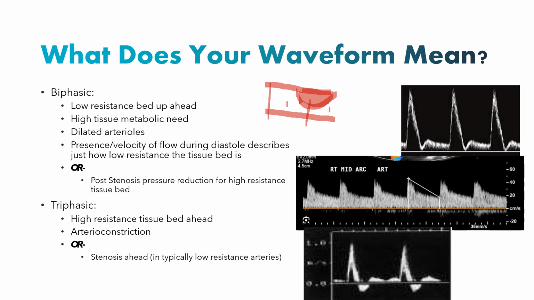Our triphasic flow we see here is going to be expected in our high resistance tissue beds, if we're feeding a high resistance tissue bed ahead, or if we have arterial constriction for some reason, maybe a patient has Raynaud's phenomenon or something where their vessels are constricting. Then you'll see these more high resistance waveforms. That would be the normal. However, these can be abnormal when they're feeding a low resistance tissue bed. If we see this, it's going to be concerning, because that would indicate that something is causing resistance ahead, and most often that's going to be a stenosis.